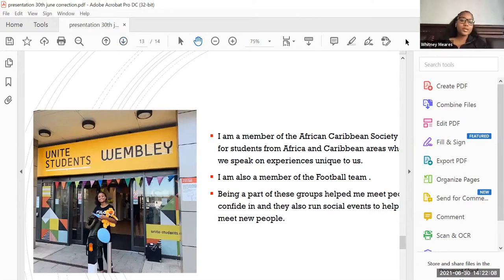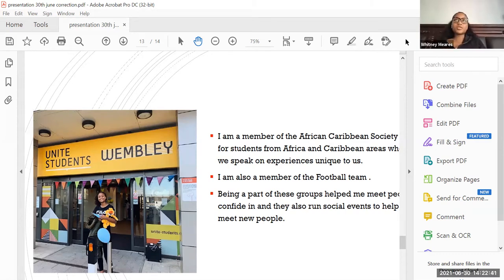When it comes to societies, I am a member of the African Caribbean Society, which is specifically for students from Africa and Caribbean areas. And I joined it during Freshers Week, which is a time where I was very, very confused, and I was so nervous to find a way to meet new people.